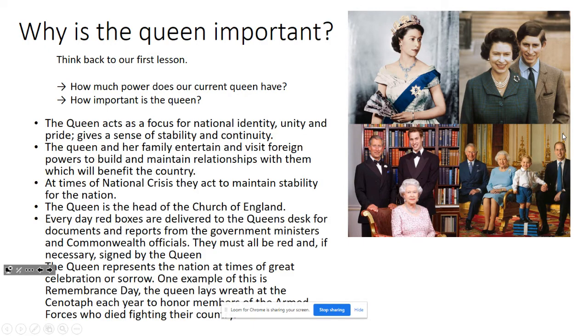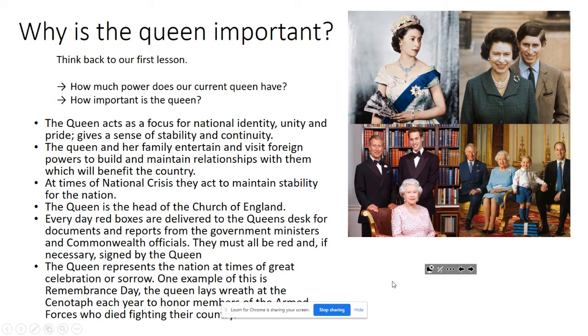Okay, so why is the queen so important? She acts as a focus for national identity, unity and pride, giving a sense of stability and continuity. So the Queen represents Britain, and people are very proud to be British, and part of that is that image of the Queen. The Queen and her family entertain and visit foreign powers to build and maintain relationships with them, which will benefit the country.